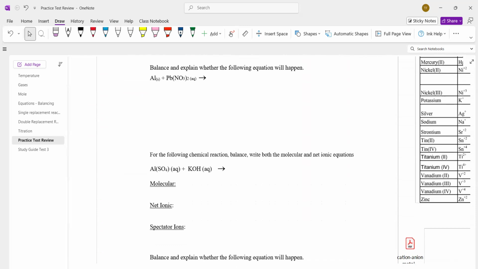Okay, so if single replacement, that means something may or may not be oxidized. The aluminum may or may not be oxidized, and we need an activity chart to figure it out. If the aluminum is above the lead, it happens. If it's below the lead, it won't. That's the only thing you have to remember. If the metal, the solid metal, you can also write that as Al0.